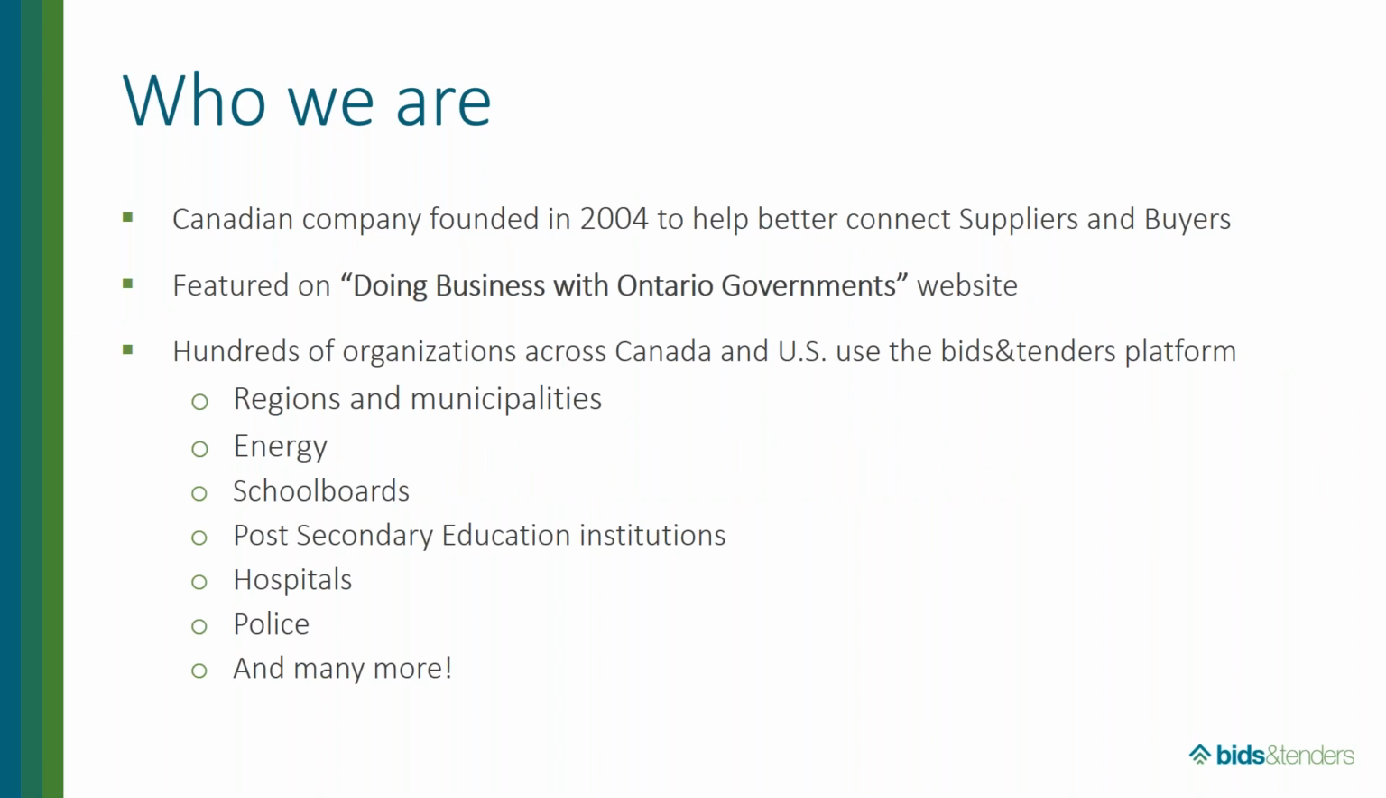Who are we? Bids and Tenders is a Canadian company founded in 2004 to help better connect suppliers and buyers. We are featured on Doing Business with Ontario governments, and we have hundreds of organizations across Canada and the United States who use the Bids and Tenders platform. This includes regions and municipalities, energy boards, school boards, post-secondary education institutions, hospitals, police, and many more.